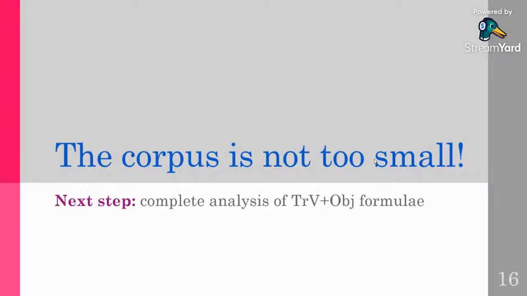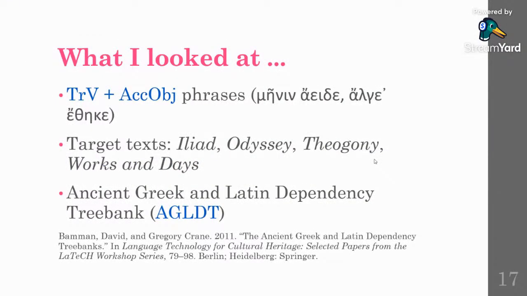What happens if we look at all of the formulae that contain a transitive verb plus an object? I've looked at a bunch of them. How do you extract transitive verb plus object phrases? Well, you use a treebanked corpus, about which you should know pretty much everything by now. We use the Ancient Greek and Latin Dependency Treebank, and this being a treebank corpus, it contains information such as which accusative nouns are the object of which verbs. So if I find a verb and its object, the relationship between these two words is codified in the corpus.